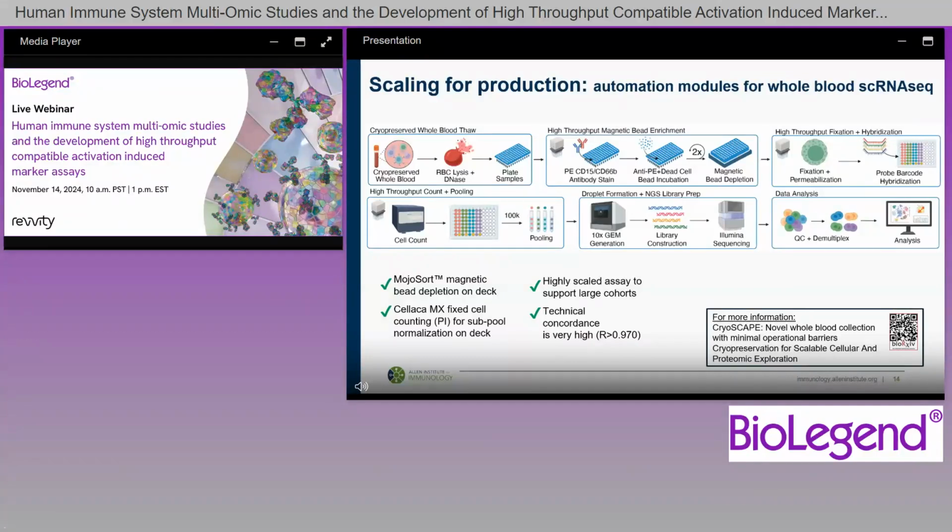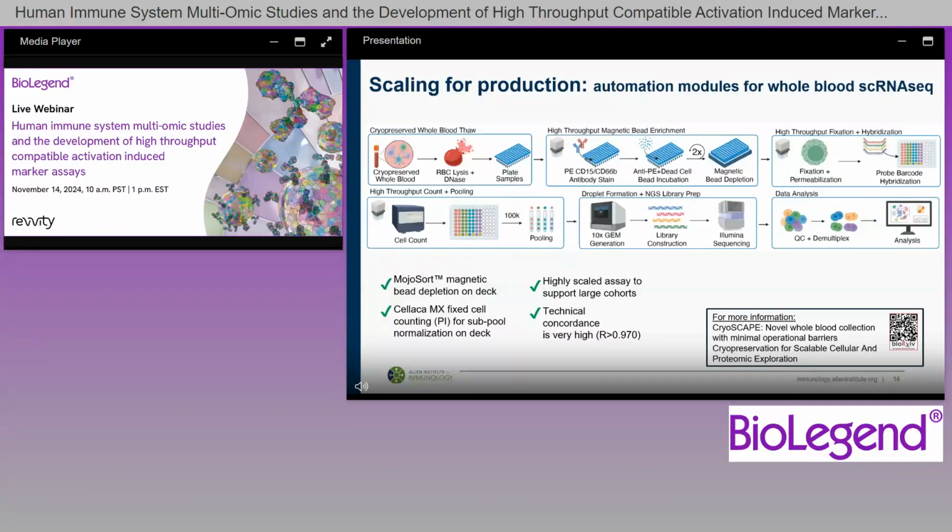Then it'll go through high throughput fixation and hybridization. We'll take that to cell counting to make sure we have a good number of cells, and then through pooling, and then it can go through droplet formation and library prep, and then we'll have data to analyze.